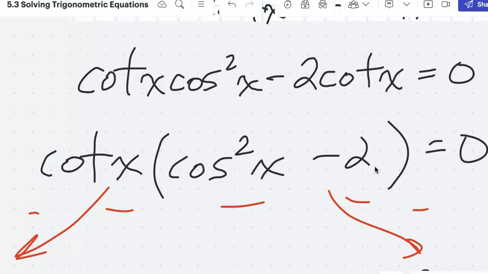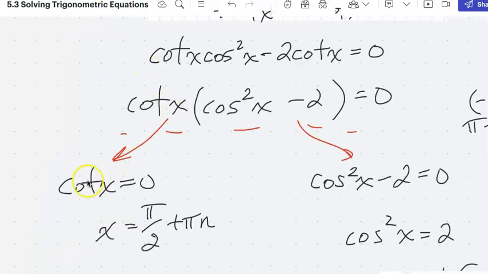Okay, that's why you learned about factoring, and that's what we're going to use now. You're going to set up two equations. One's going to say cotan x equals 0. The other's going to say cos squared x minus 2 equals 0. And you should attempt to solve those two. I'll set that up, and then you can see what the solutions look like.